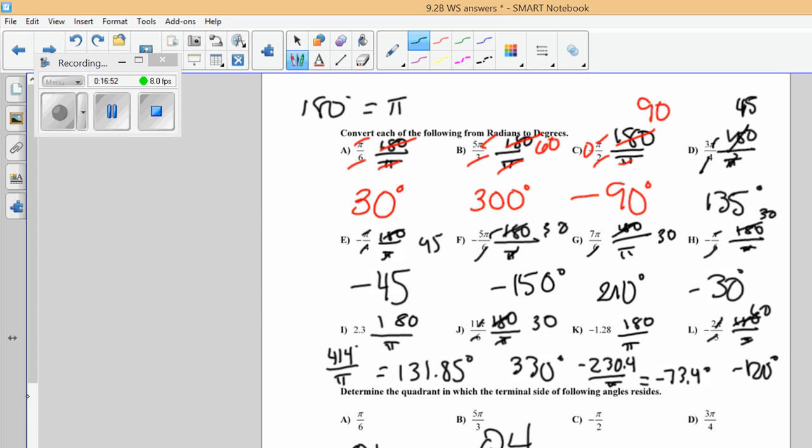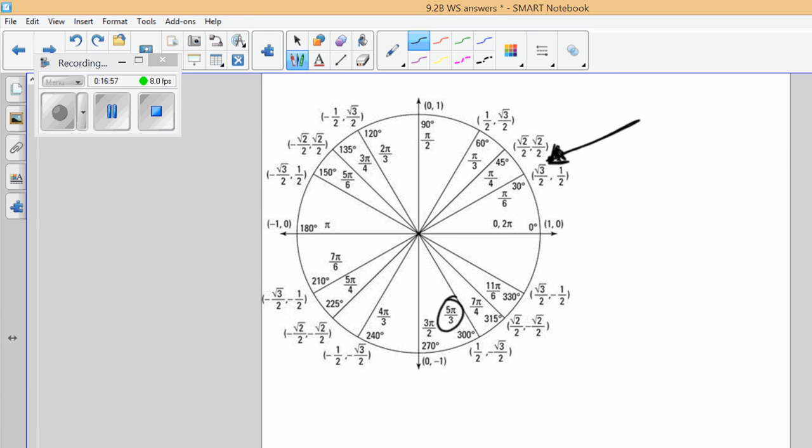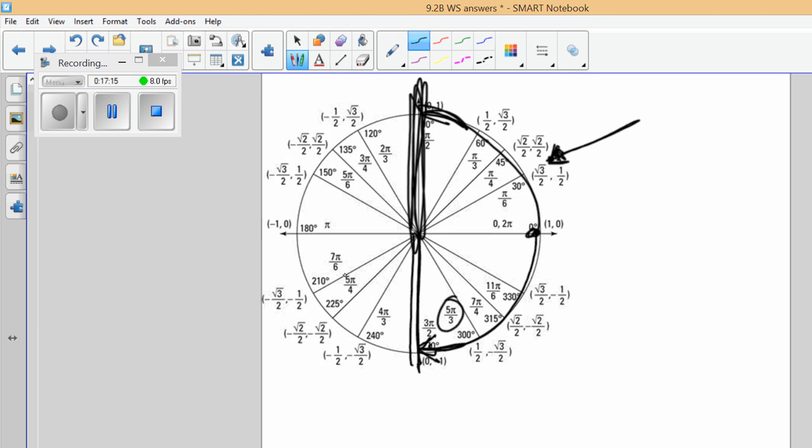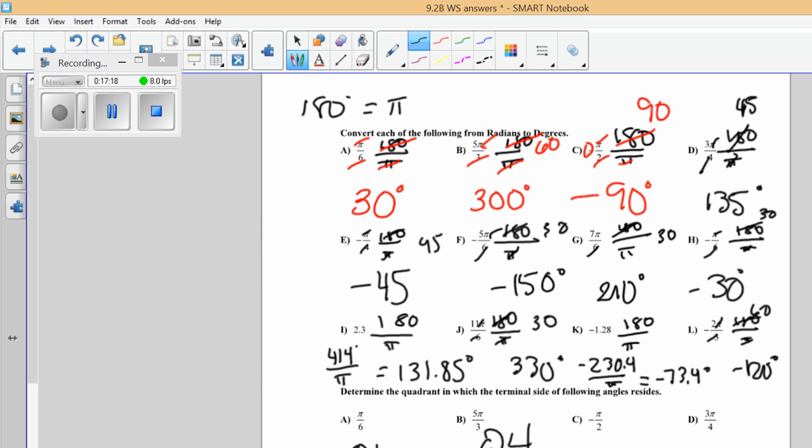Now, negative pi over 2, here's the terminal side. See, watch this, terminal side. The terminal side of pi over 2 is right here. So it's technically in quadrant 1. So if we're going to go negative pi over 2, our terminal side here is facing quadrant 4. So I'll accept two answers. I will accept the answer between 3 and 4, or the answer facing 4.